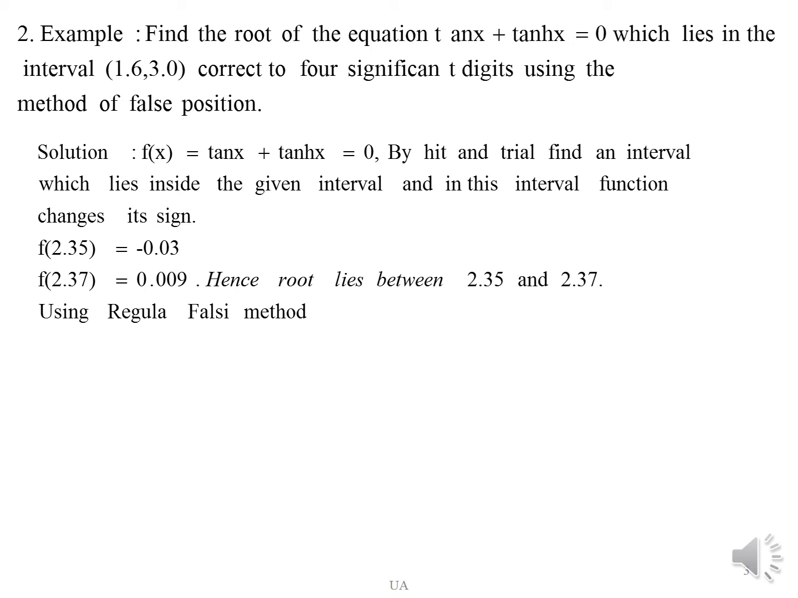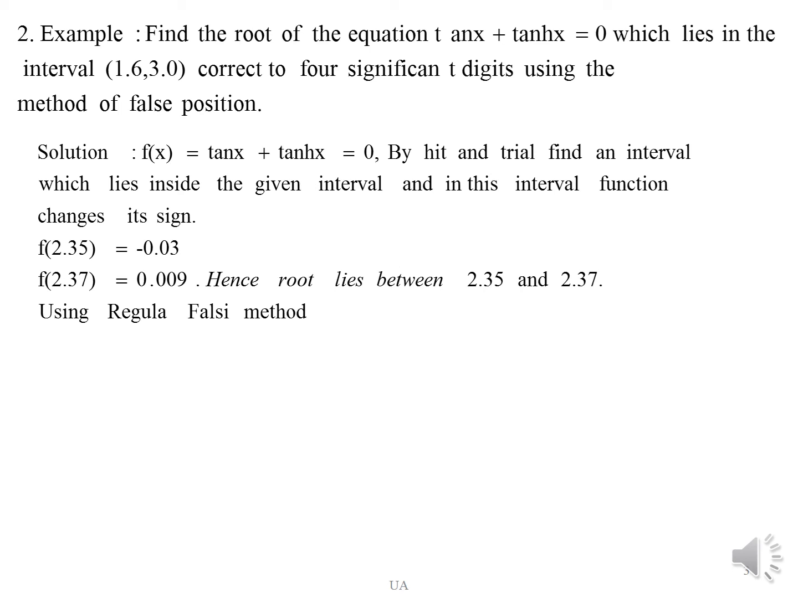But this is quite a large interval, so we try to reduce the size of the interval by the hit and trial method, and we see that the new interval lies inside this interval. So we take the value of x as 2.35, and the function value is negative there, that is minus 0.03. We take another point 2.37 and see the function value is positive. So of course one root lies between 2.35 and 2.37.